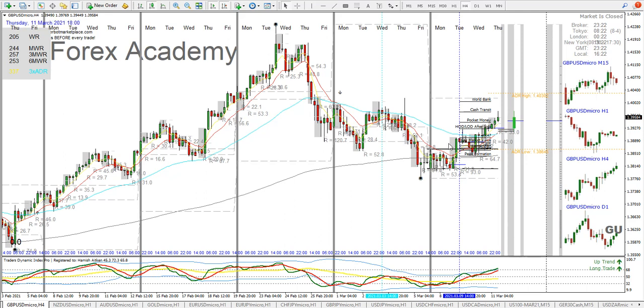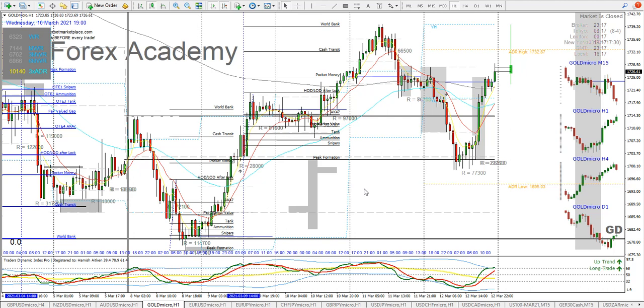I wanted to make a video explaining one concept that I shared with people 2 weeks back on gold. We had a structure like this, and I will go through a few other pairs to show you how this behavior happens. This is called the power of 3.